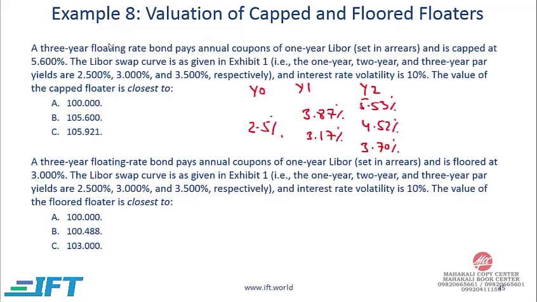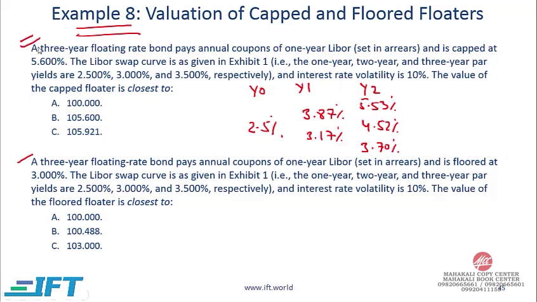Now I want you to work through example 8, where you have to value a bond with a cap and then value a bond with a floor. For your convenience, I'm giving you the forward rates. So this is the time zero rate, the rate at the end of year one, or the possible rates at the end of year one, and the possible rates at the end of year two. All these are forward rates that you should be familiar with, and these rates apply to both the questions.